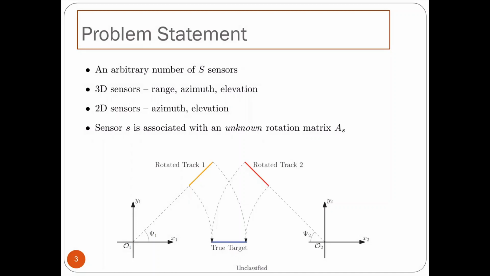For example, in the situation depicted here at the bottom of the slide, the blue line represents the true target, and there are two sensors having rotational bias psi1 and psi2. The sensor on the left rotates the actual target by the angle psi1, thus creating the yellow line denoted here as rotated track 1. The sensor on the right rotates the target by the angle psi2, resulting in the red line, which is the rotated track 2. Both angles are unknown, and our goal would be to estimate the psi1 and psi2 angles using only the red and yellow lines that are shown here.